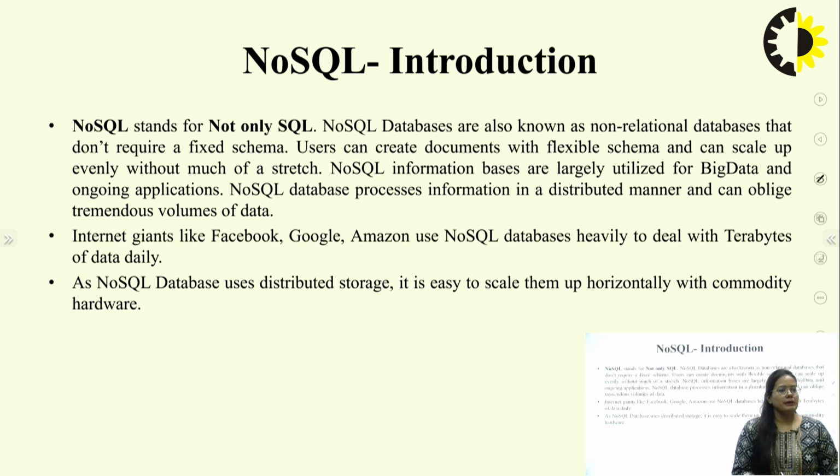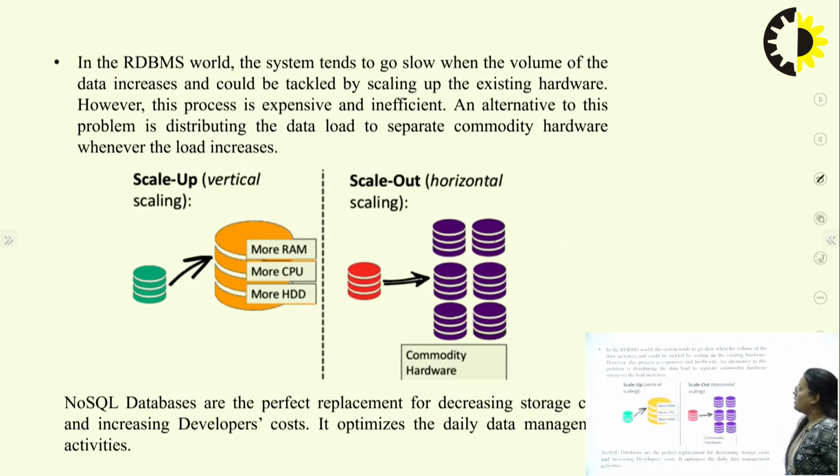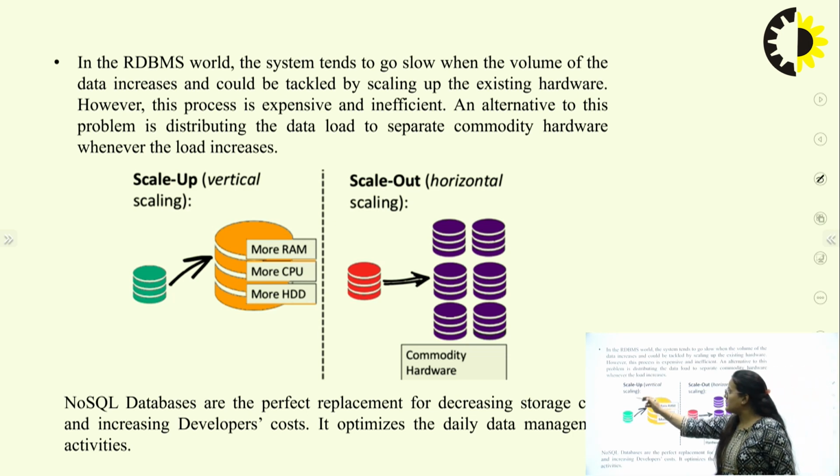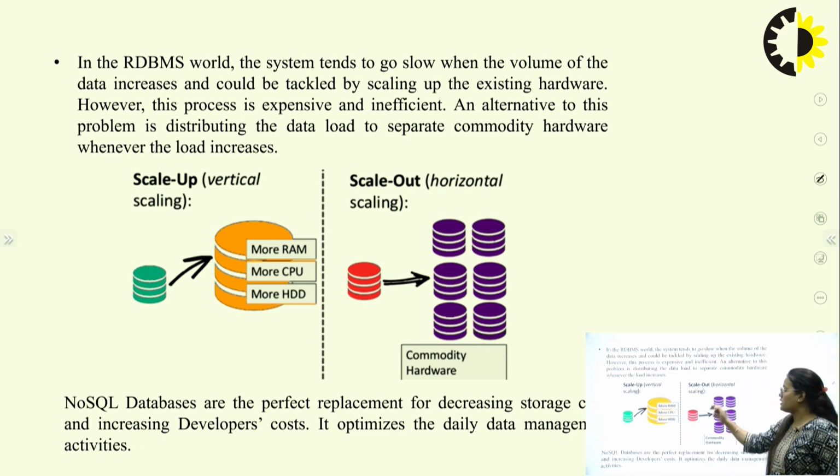So, NoSQL database uses distributed storage. It is easy to scale them up horizontally with commodity hardware. In the RDBMS world, the system tends to go slow when the volume of data increases, and this could be tackled by scaling up the existing hardware. However, this process is expensive and inefficient. An alternative to this process is to distribute the data load to separate commodity hardware when the load increases. So, this is called scale up, vertical scaling, and this is horizontal scaling.